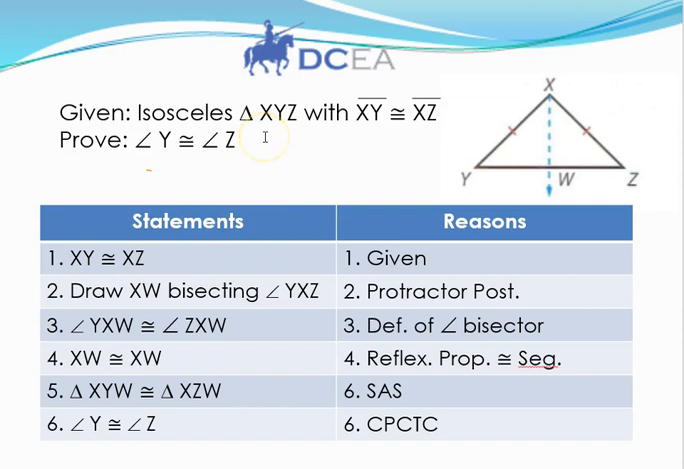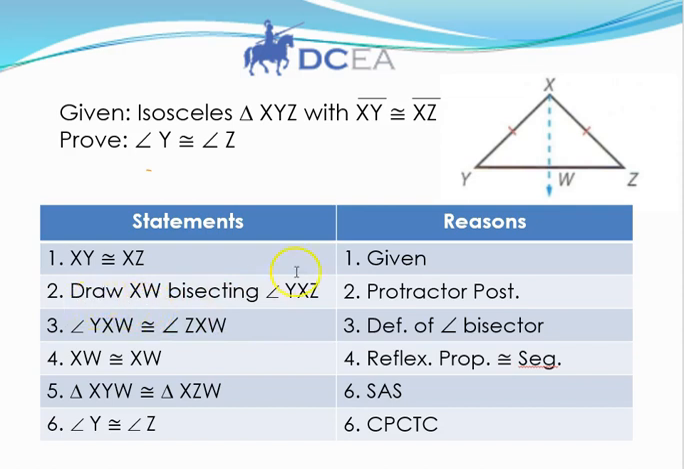Let's take a look at a proof that uses this isosceles triangle theorem. The isosceles triangle XYZ, they're already telling you it's isosceles, and they're telling you that the two line segments XY and XZ are congruent. We want to prove the two base angles, angle Y and angle Z. They begin by making the statement that XY is congruent to XZ from your given.